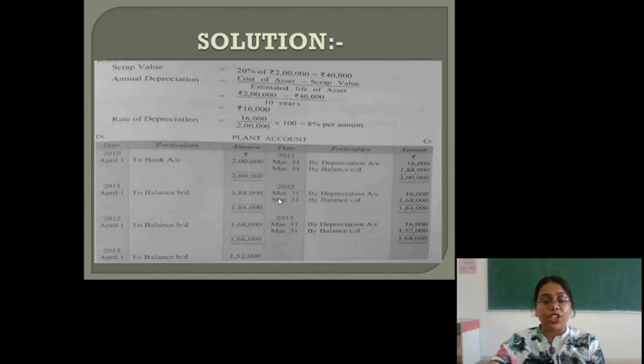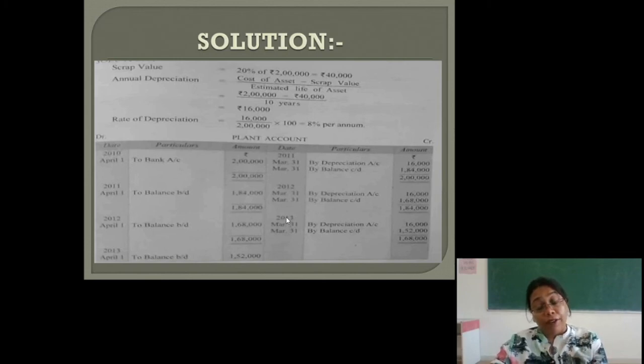Now again we will charge depreciation for the next year, that is 2012 March 31st. By depreciation account 16,000, and 1 lakh 84,000 minus 16,000, the balance will be 1 lakh 68,000. So this will be the balance for the next year. On 2012 April 1st, we bring down the balance. To balance brought down 1 lakh 68,000.